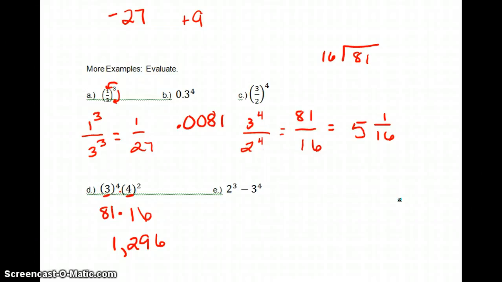I would like for you guys to try letters D and E on your own, following the rules, following the order of operations. Please pause the recording and take a minute to simplify D and E.